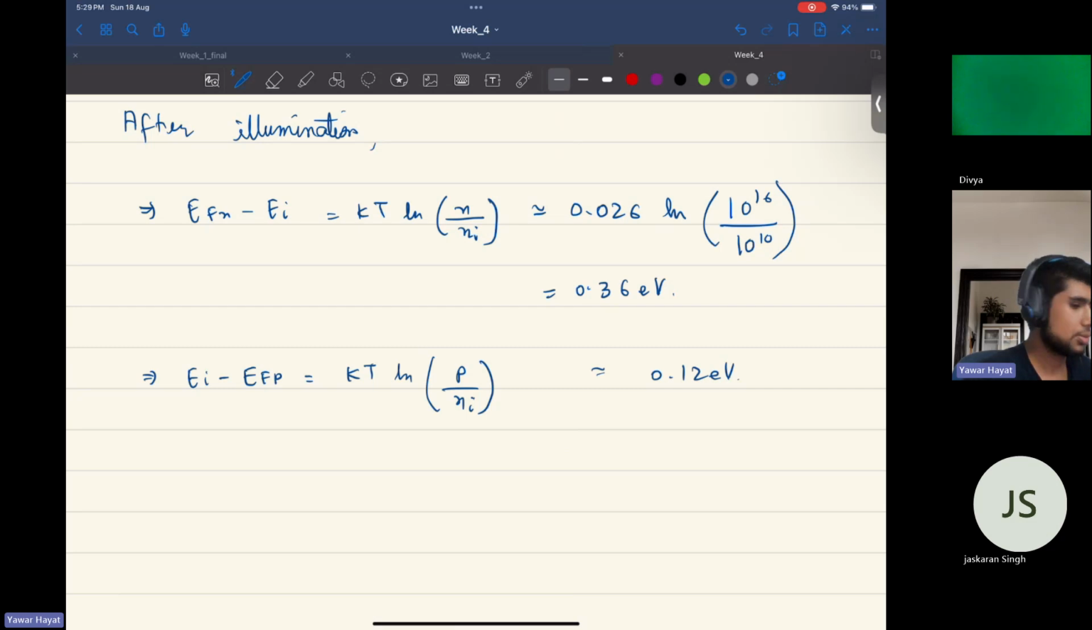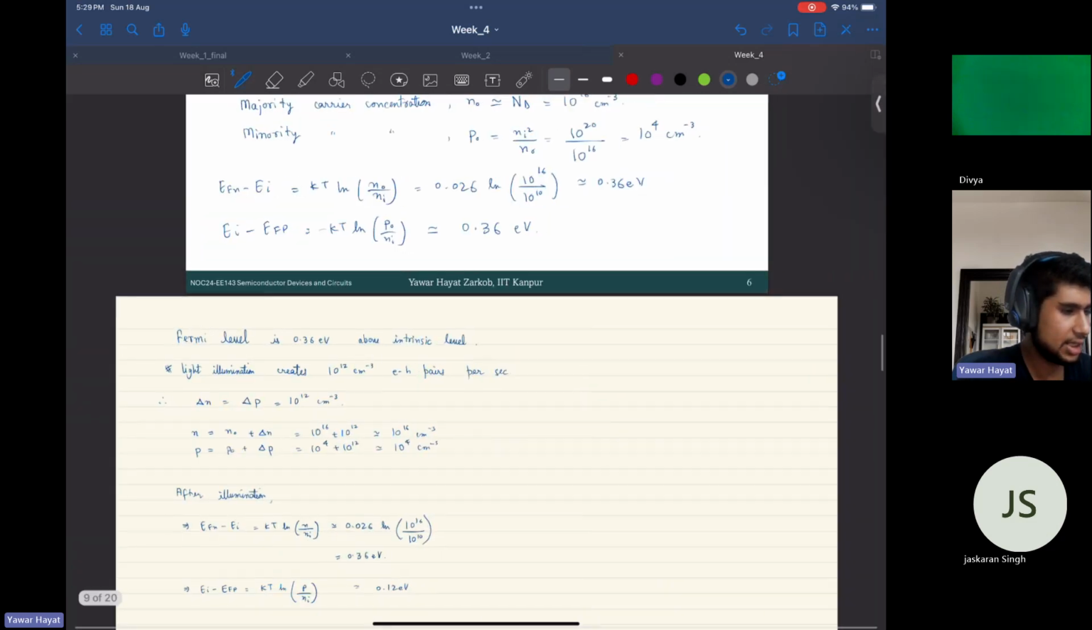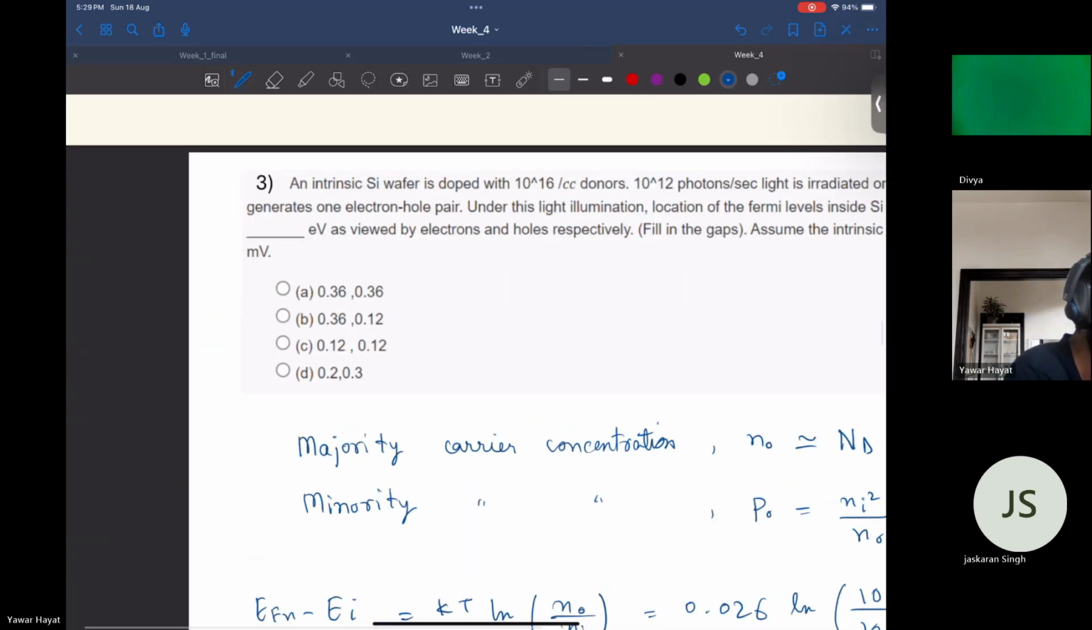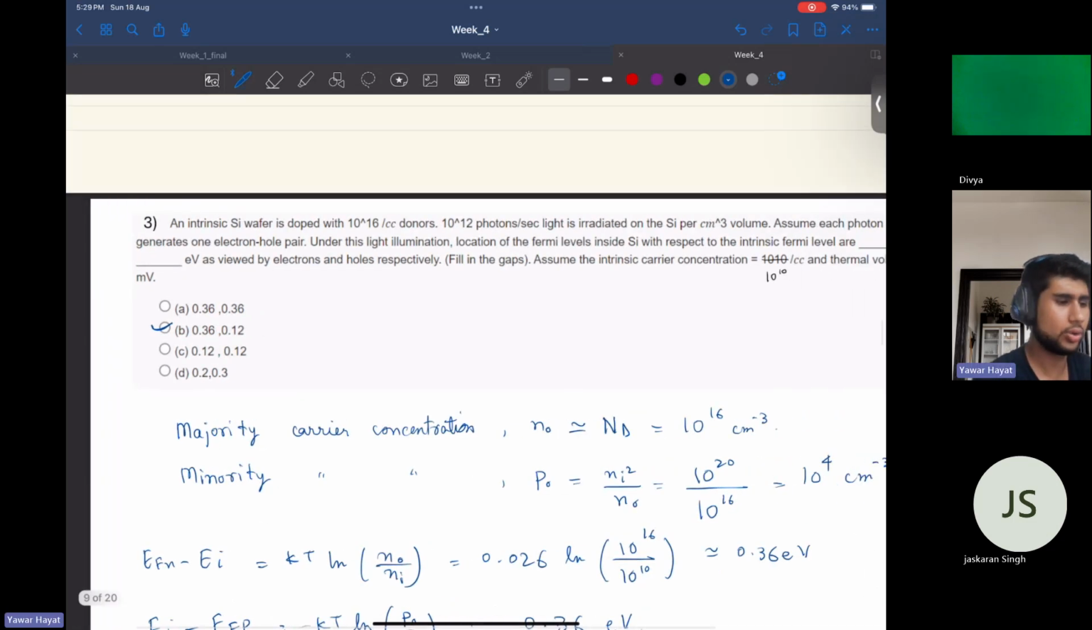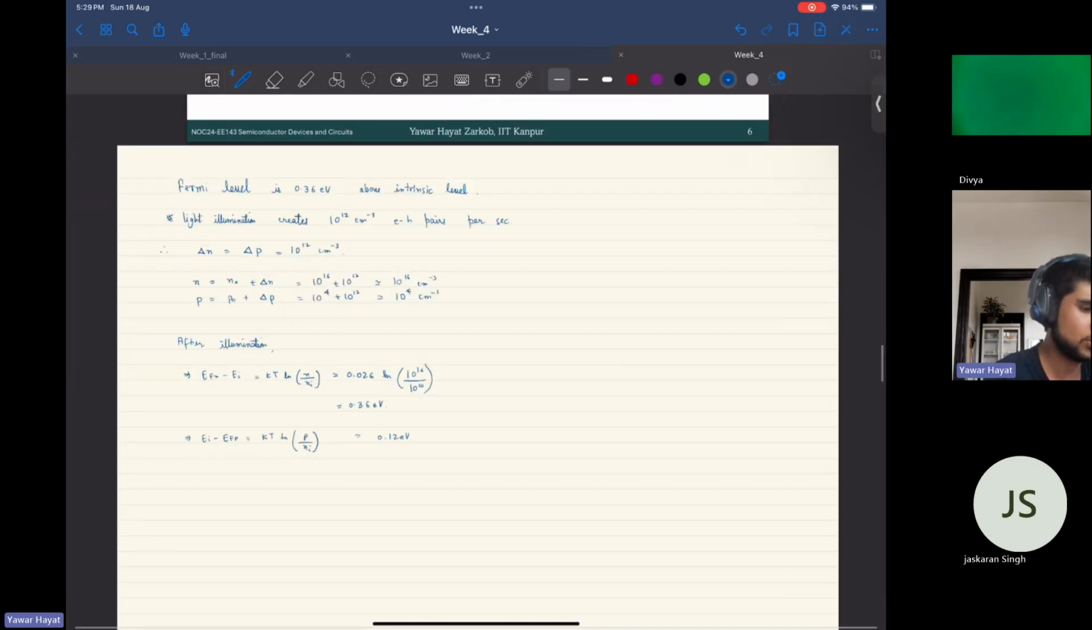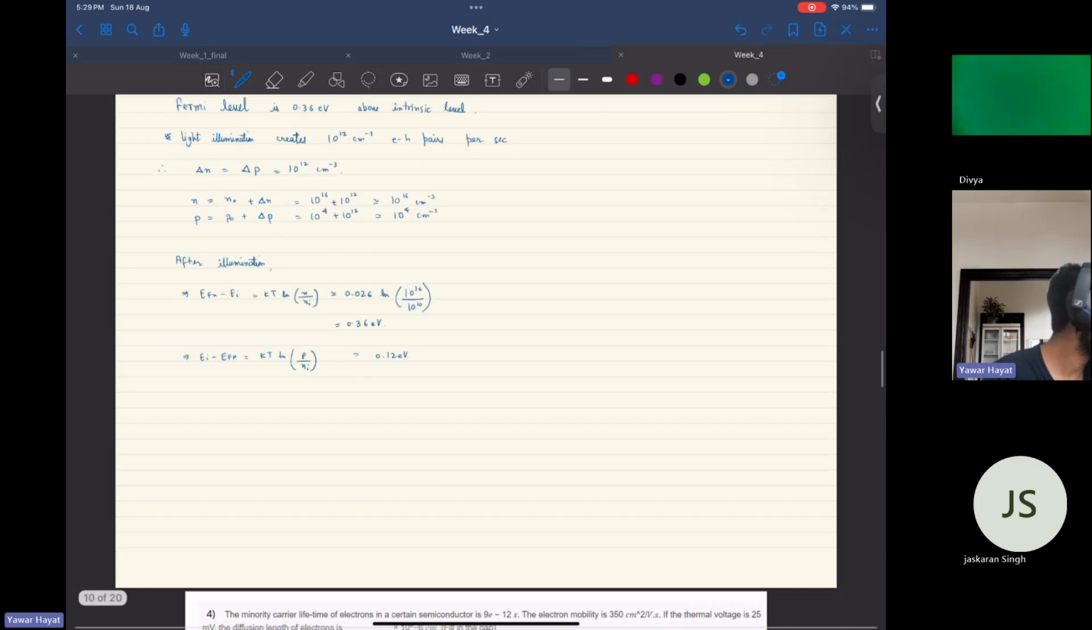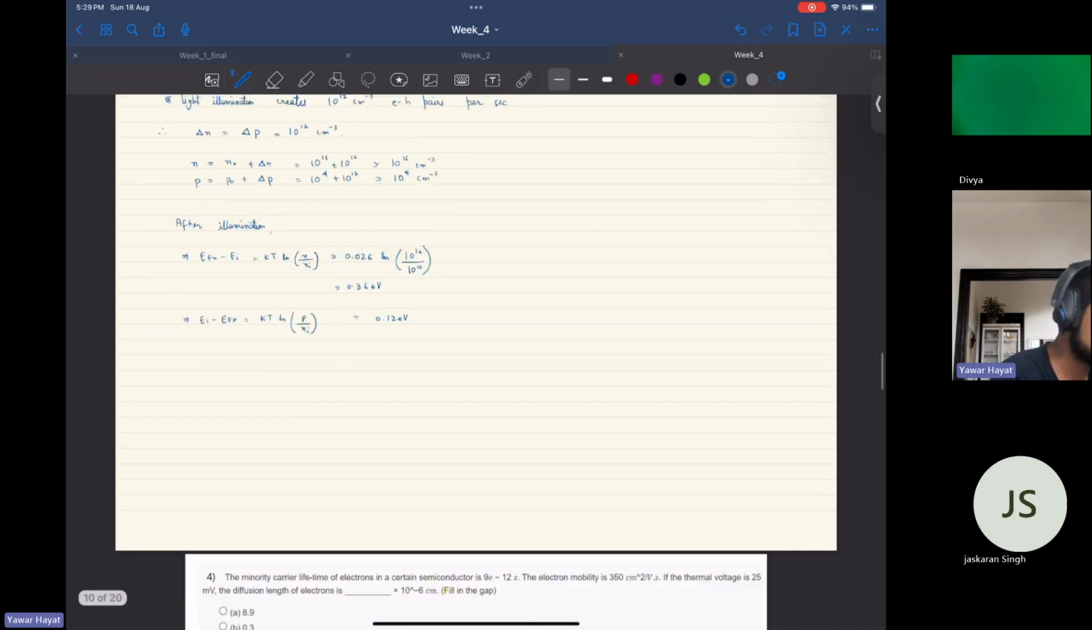So which option is correct? The correct answer is option 2, right? Because the location of the Fermi levels inside the silicon with respect to the intrinsic Fermi level, as viewed by the electrons, would be 0.36 electron volt, and as viewed by the holes, it is 0.12 electron volt. So now we are done with this one as well.